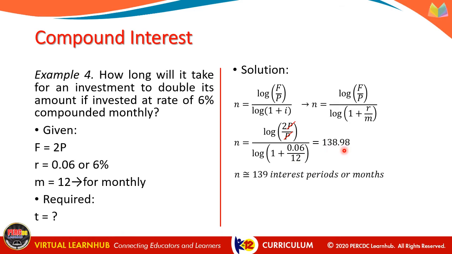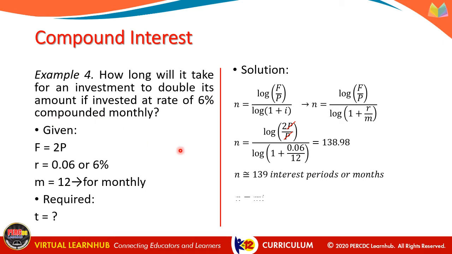Okay, since the investment will earn interest at the end of every month, we should round this 138.98 up. Okay, we will have number of interest periods is equal to 139. Okay, n is equal to 139 interest periods or months. How did we know that it should be in months? Simply because it is compounded monthly.